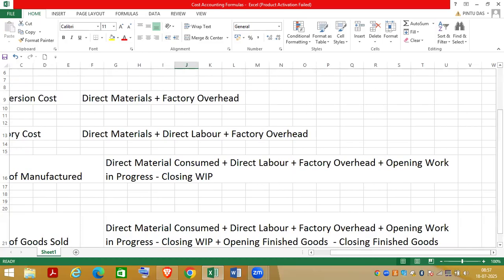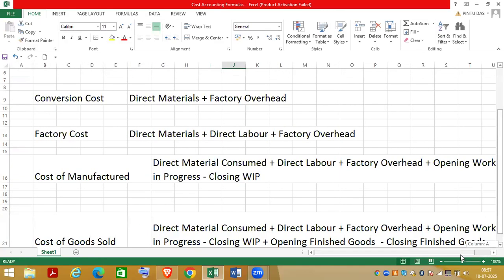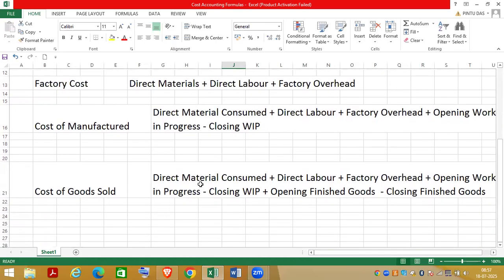This will give you the cost of goods manufactured. Now cost of goods sold: direct material consumed, direct labor, factory overhead, opening work in progress minus closing work in progress plus opening finished goods minus closing finished goods. This will give you the cost of goods sold.